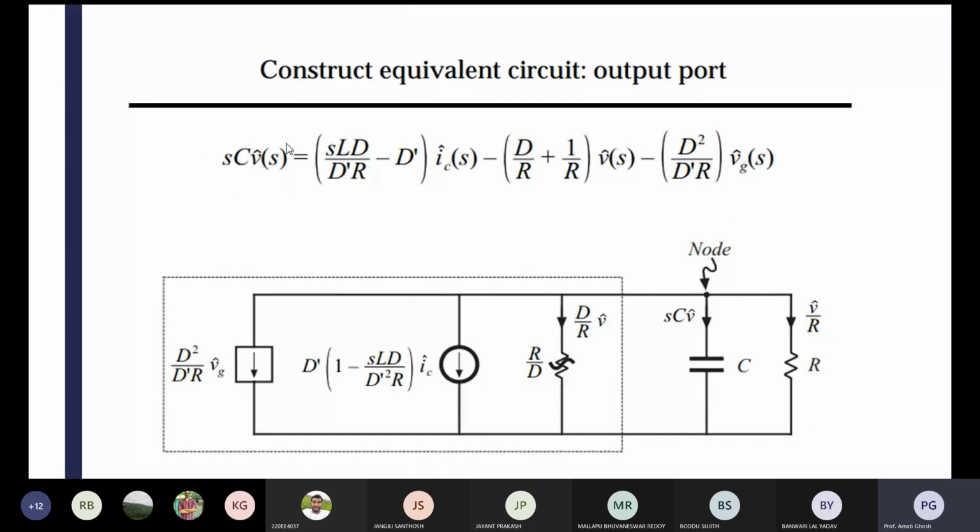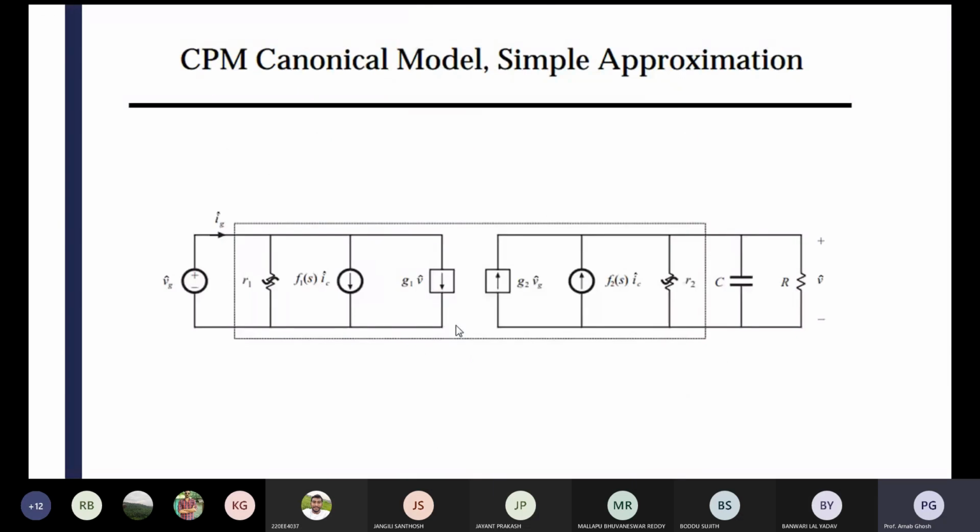Okay, IC is not capacitor current here, IC is your control current. Okay, so you can say like that, ICS. But here it is written by SCV cap. So that capacitor current you have written as SCV. Okay, so you have that expression. You can replace that, represent that equation in the form of sources, dependent and independent sources. Now you can combine both of them. Okay, so it is the canonical model of the simple approximation. So you can combine both of the equations. Okay, so that is the diagram. Combining, you are getting that answer.